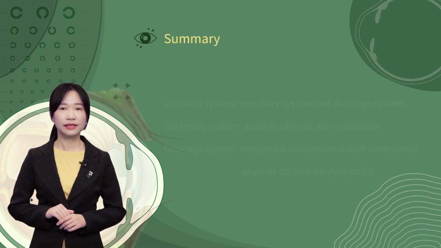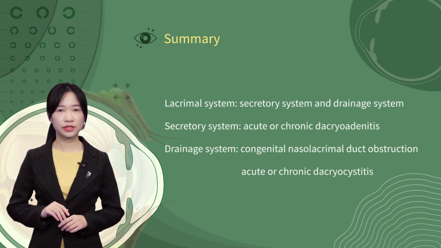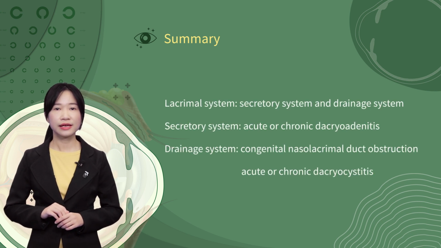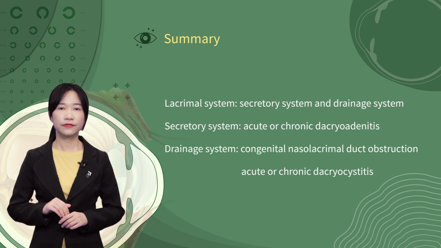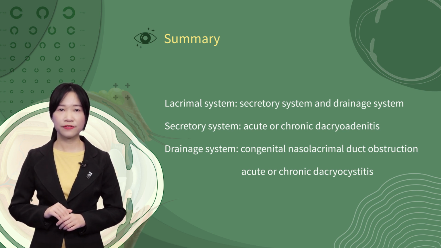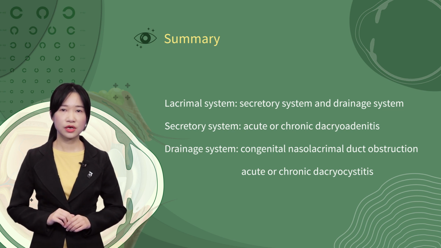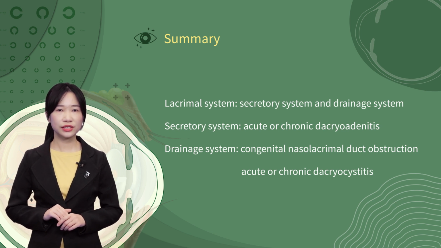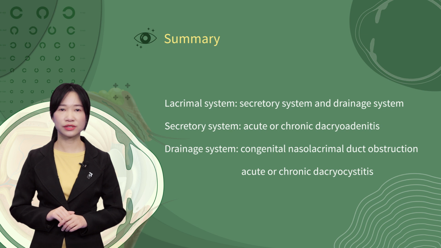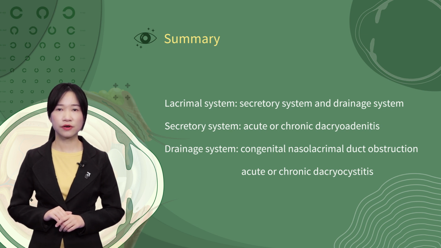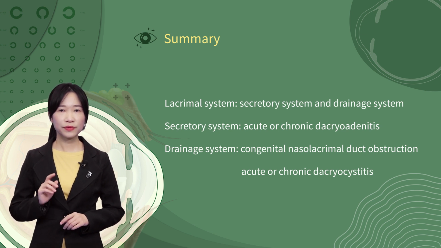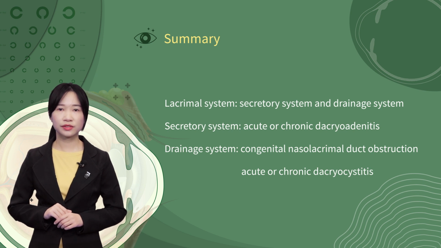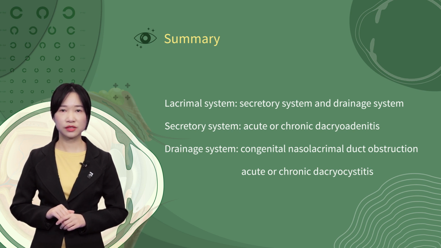In summary, the lacrimal apparatus includes the lacrimal secretory system and drainage system. Inflammatory processes of the lacrimal glands and lacrimal sac vary with different causes. Treatment for the disorders depends on the underlying cause and severity. Congenital nasolacrimal duct obstruction is caused by persistence of the Hasner membrane. Probing is indicated for children over 6 months old with persistent symptoms.